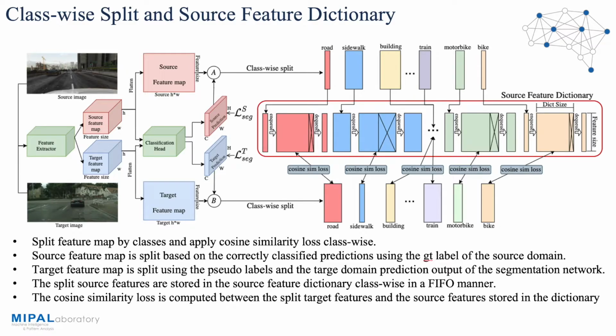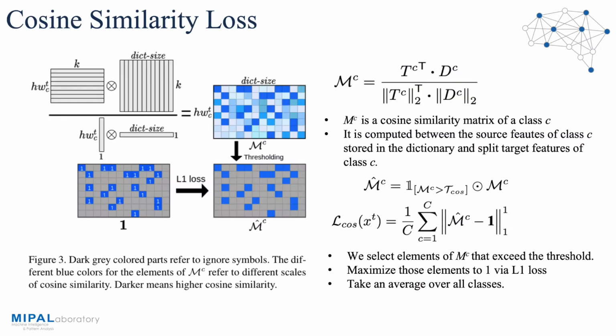We split the source and the target feature maps by classes first. For the source domain, we split the feature map based on the correctly classified predictions using the ground truth labels. For the target domain, we split using the pseudo labels, or the prediction output of the network when pseudo labels are not available. Then the split source features are stored in the dictionary in a first-in, first-out manner.